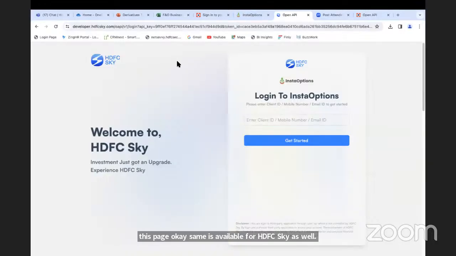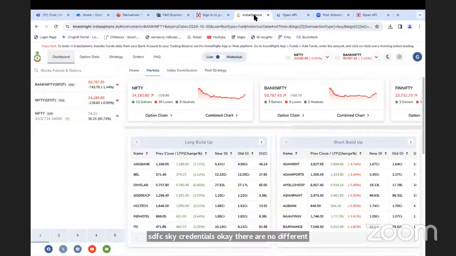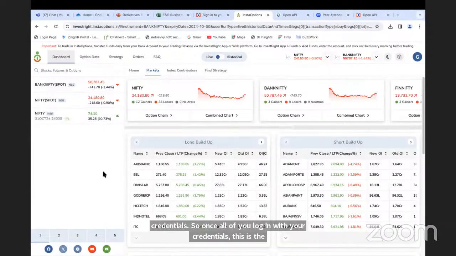There are some changes going on on the HDFC Sky landing page, so I'm not able to show the journey. But if you open developer.hdfcsky.com, you will land on this particular page where you will find the login window of Insta Options. You can log in here using your own HDFC Sky credentials. There are no different credentials. Once you log in with your credentials, this is the platform that you will land upon. This is Insta Options.